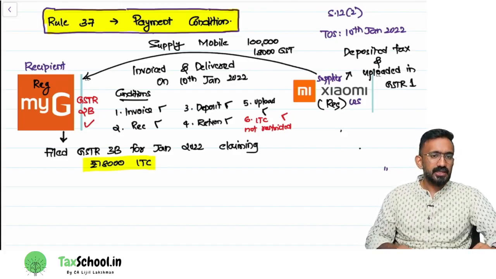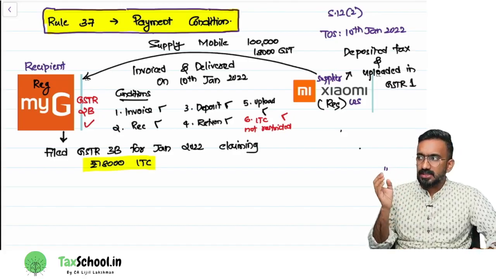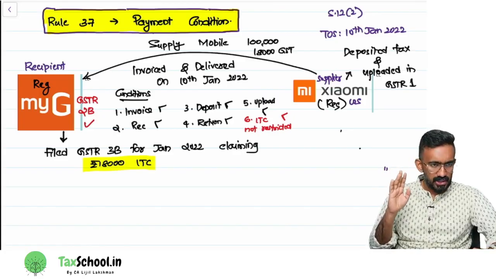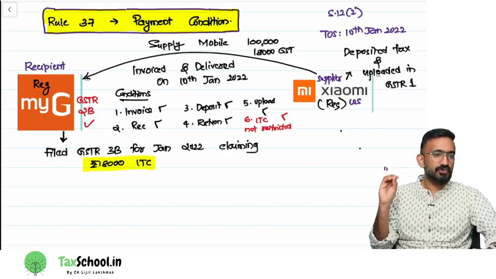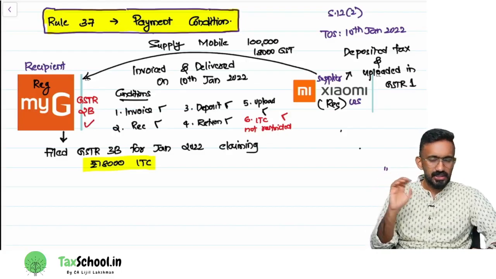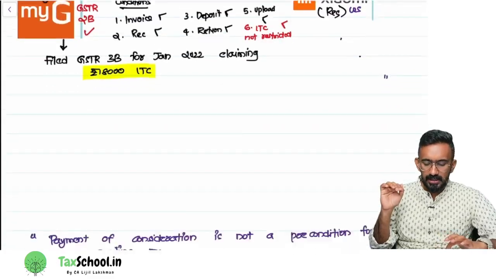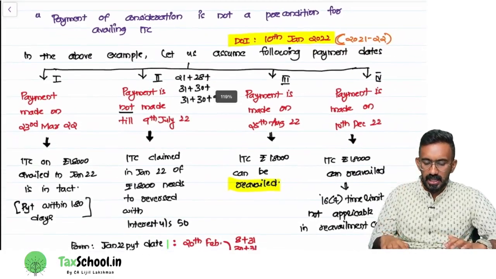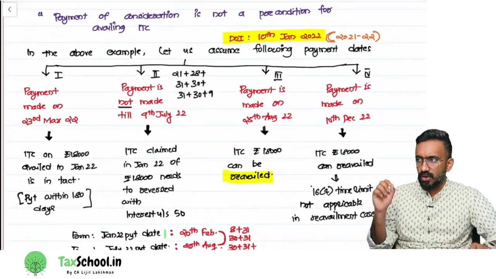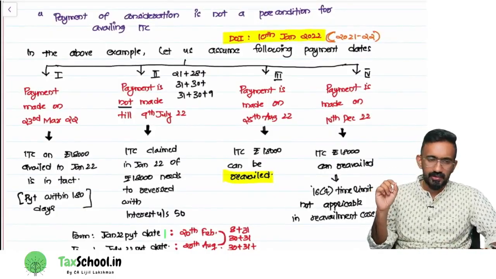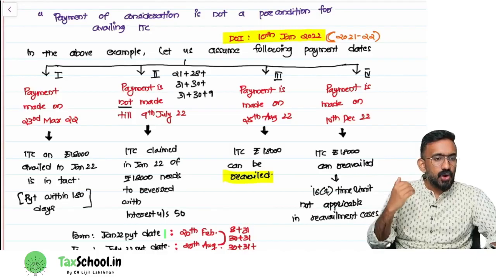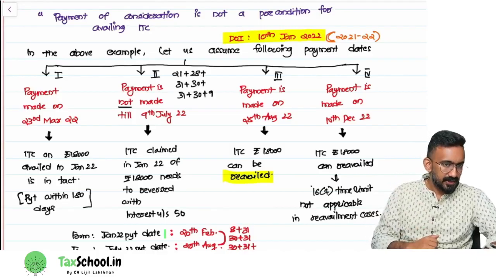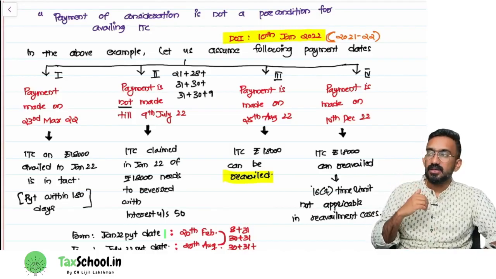So they're saying that if the payment is not made in that January month, there is no problem, you can still take ITC. So payment of consideration is not a precondition for claiming ITC. That is not something that you check in the month in which you take ITC. I have written this. Payment of consideration is not a precondition for availing ITC. So they would have taken ITC in January. However, if the payment is not made within 180 days, then whatever ITC you have taken needs to be reversed.